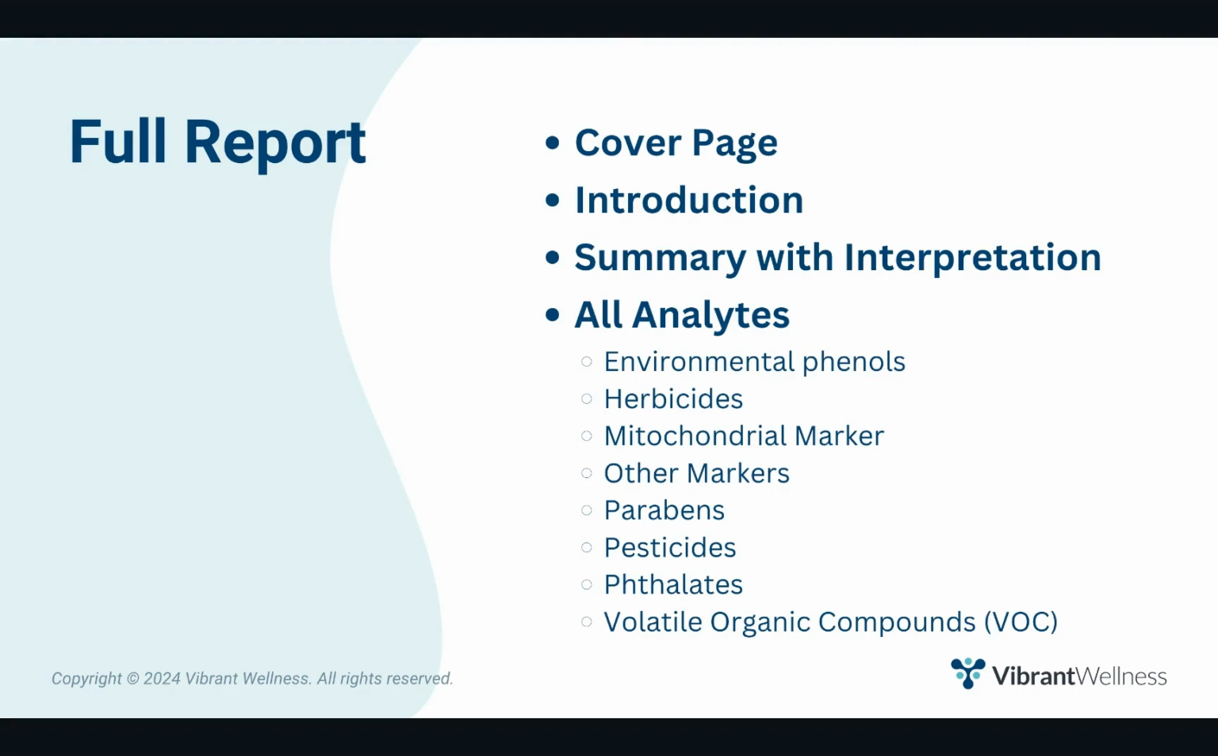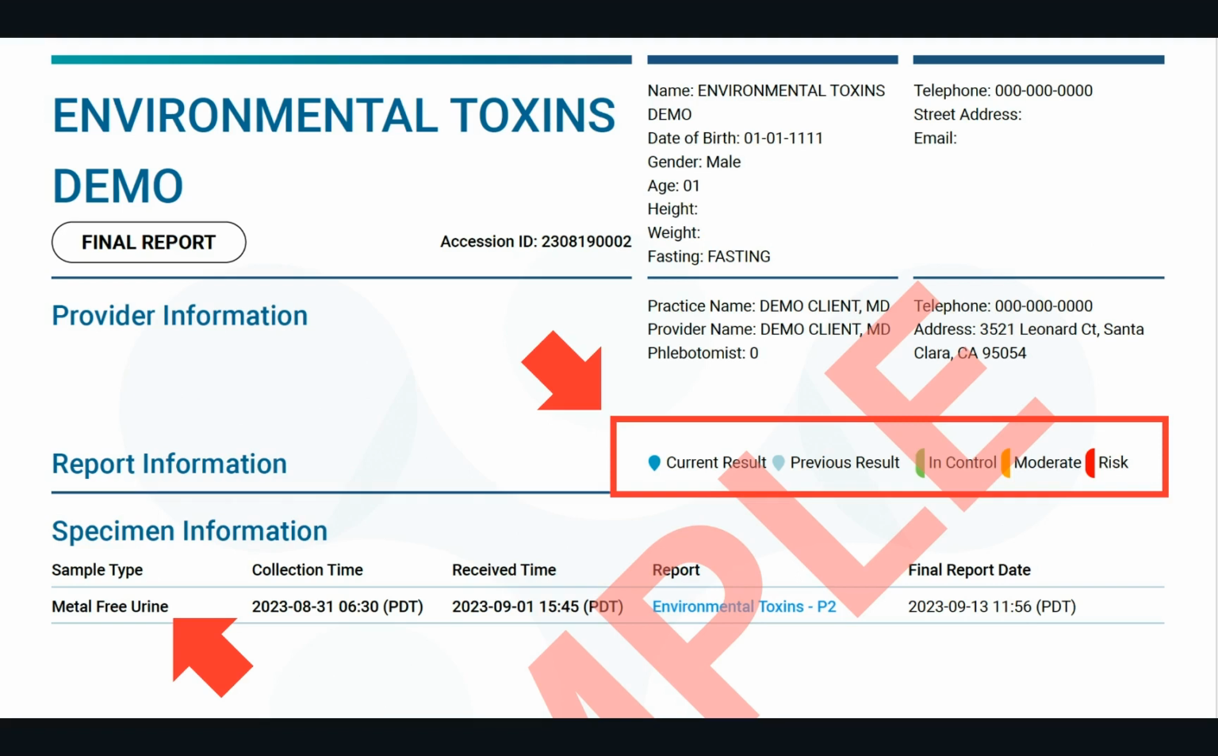The Environmental Toxin Sample Report includes a cover page, introduction, summary, and then the full list of analytes, which includes all 38 environmental toxins across 8 categories. The cover page lists the sample type and results interpretation key.